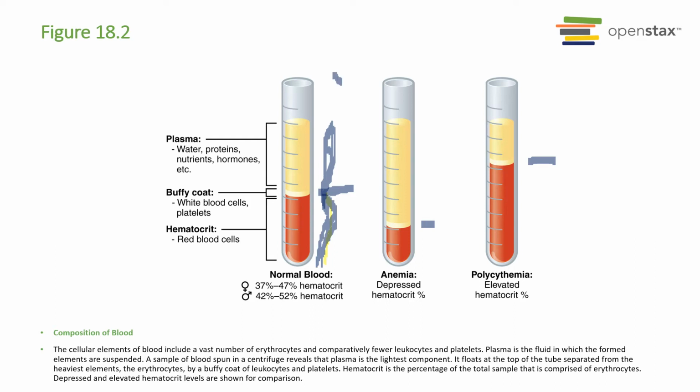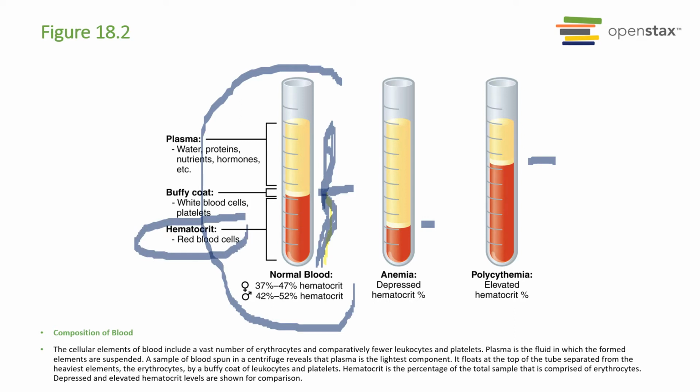So here we see a normal amount of packed red cells. So this hematocrit is also called the packed red cells. And so for women, we have about 37 to 47% normal. Percent being measured, this distance over the whole divided by the whole difference. This is a fraction of the entire length. Men have a little bit higher hematocrit, 42 to 52.